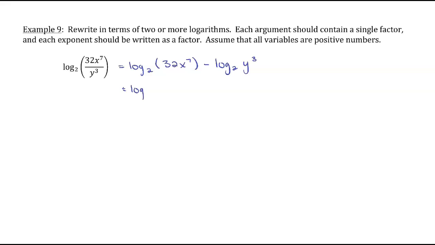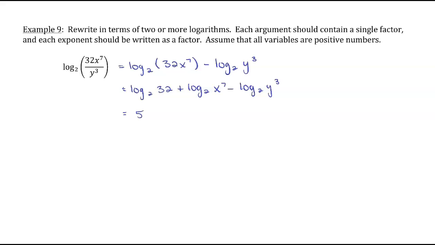Now we can use the product rule with the first term and separate it into 2 logarithms. This is log base 2 of 32 plus log base 2 of x to the 7th. Now let's simplify each of these logarithms. First, we have log base 2 of 32. Since 2 to the 5th is 32, log base 2 of 32 is 5.